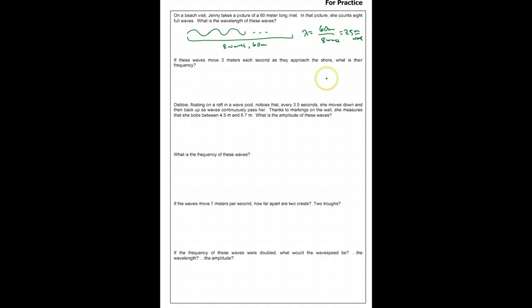Alright, looking at these same waves, if they move 3 meters per second, we want to know what their frequency is, which should tell us about how often the waves hit the beach. So we have this wave moving. It has a wavelength lambda. It moves at a speed v, and I want to know what the frequency is. And v equals lambda f is what's going to relate them.